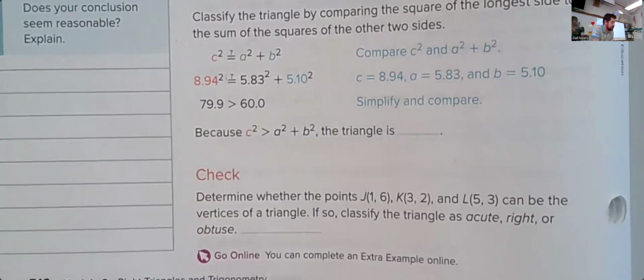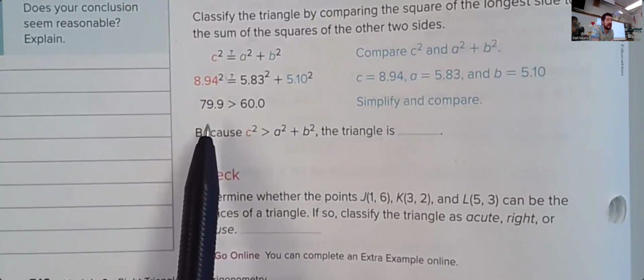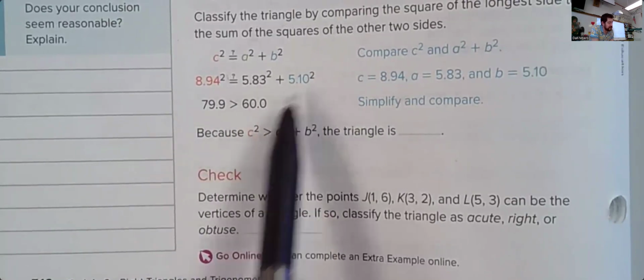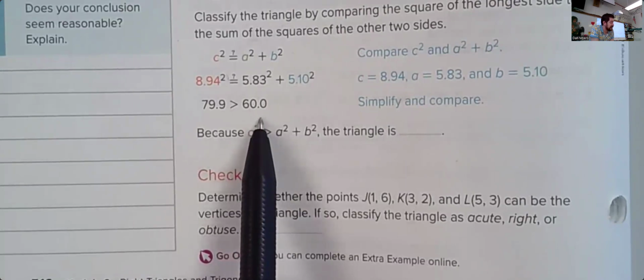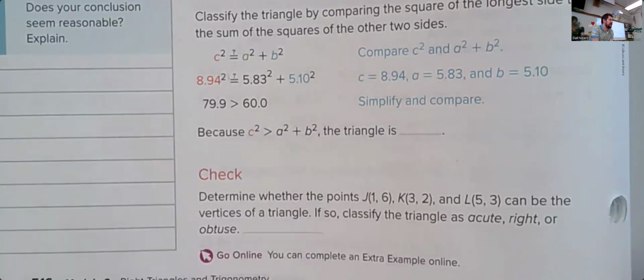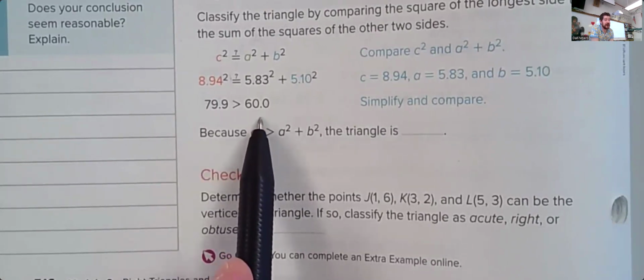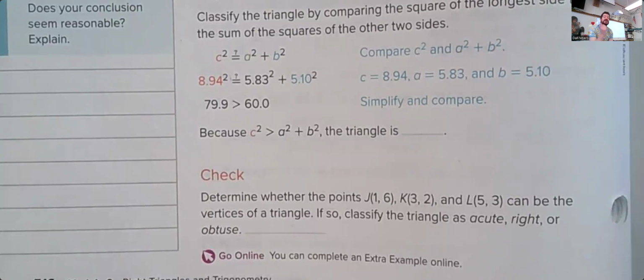And the answer is no, it doesn't. 79.9 is 8.94 squared. The sum of 5.83 squared and 5.1 squared is right about 60. So that means that the hypotenuse, well, it's not even a hypotenuse because it's not a right triangle. The only way this is a right triangle is if those are equal, and they're not equal, so it's not a right triangle. But it is a triangle.